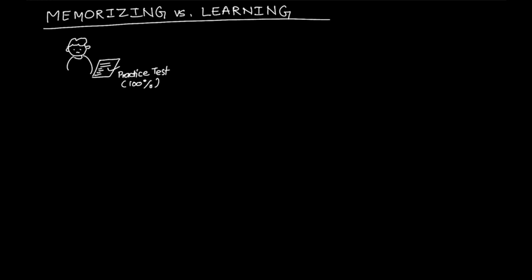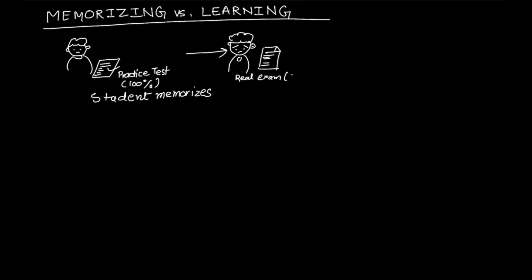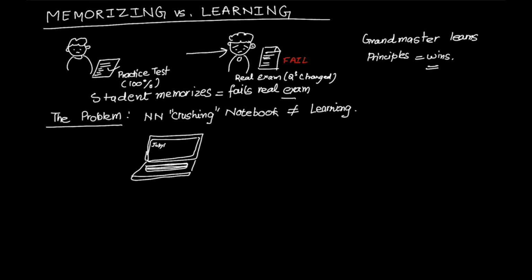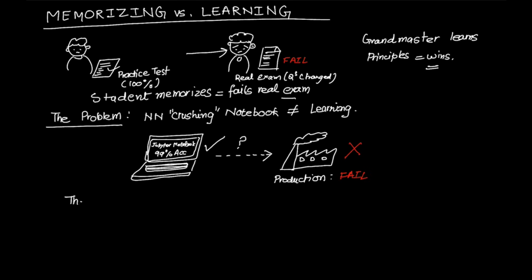There is a fundamental difference between memorizing the answer key and actually learning the subject. The student who memorizes gets 100% on the practice test but fails in the real exam because the questions changed. The grandmaster learns the principle and wins every time. If your neural network is crushing it in your Jupyter notebook but failing in production, it's not learning, it's cheating.